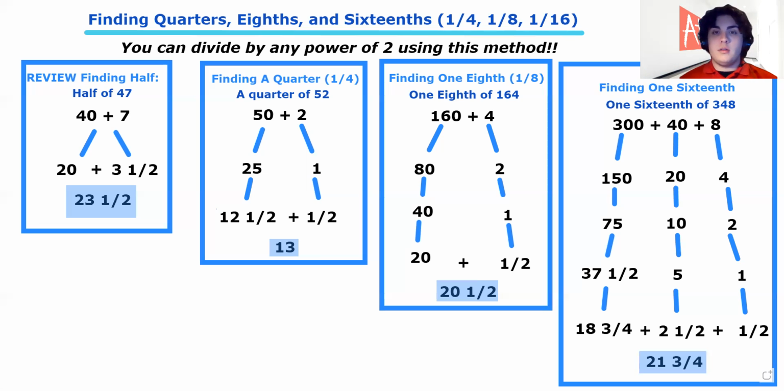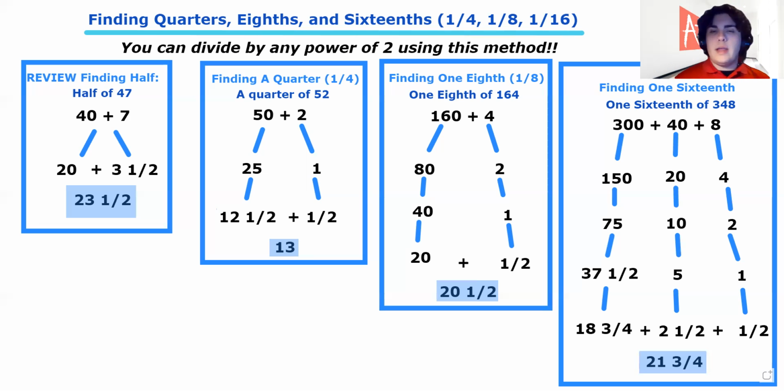Okay, so now we need to answer this question here. 12.5 plus 1/2. Well, it's 12 plus 1/2 plus 1/2. If I have 2 halves, it's equal to 1. So it's 12 plus 1, which is equal to 13. Let's move on to finding 1/8.